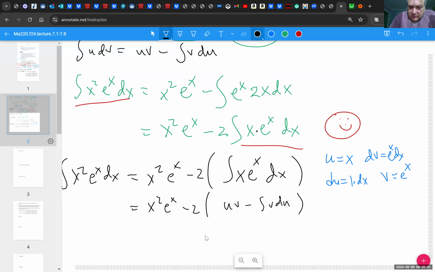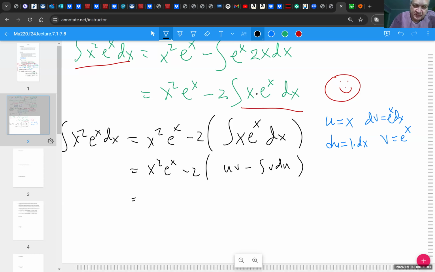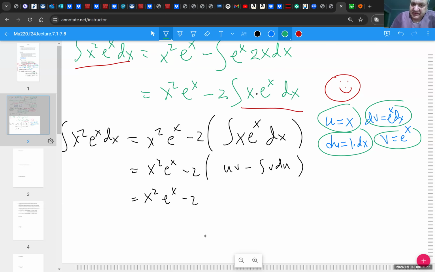All right, so what is my uv stuff this time? Well, the u and the dv are right here, and the du and the v, I just have to fill stuff in, right? I just have to put stuff into the formula. So uv is x e to the x minus integral of v du, e to the x times 1 dx.